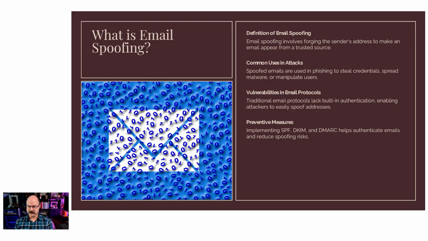taking harmful actions. The lack of built-in authentication in traditional email protocols makes it relatively easy for attackers to spoof email addresses. As a result, recipients may unknowingly engage with malicious content, leading to compromised systems or data breaches. So, understanding how spoofing works is the first step to implementing effective countermeasures such as SPF, DKIM, and DMARC.